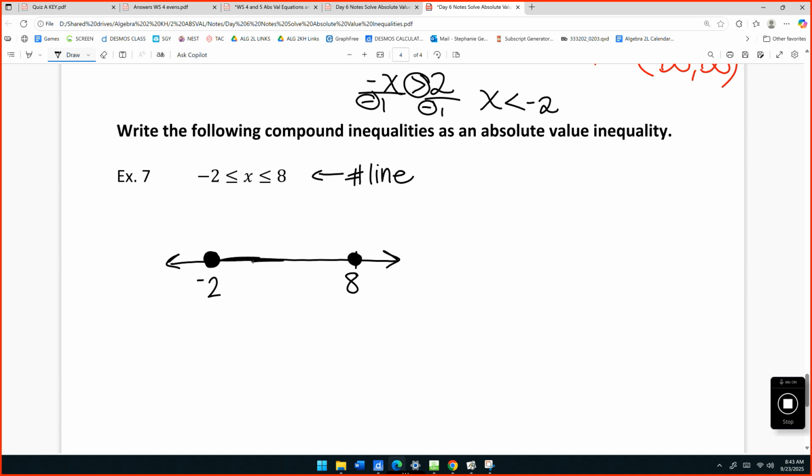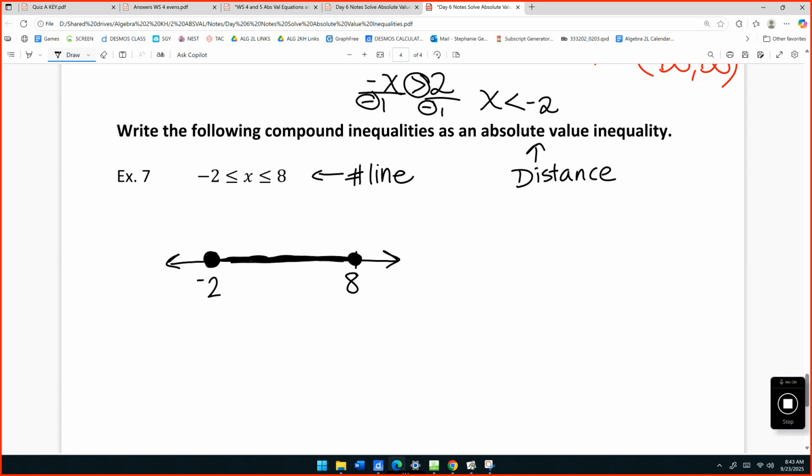Okay, so it's all the space in between here. If we want to go back to being absolute value, remember, absolute value is a distance. Always remember, absolute value is a distance. So what my number line is saying is that the distance of something is in between -2 and 8. So we have to figure out, well, distance between what?